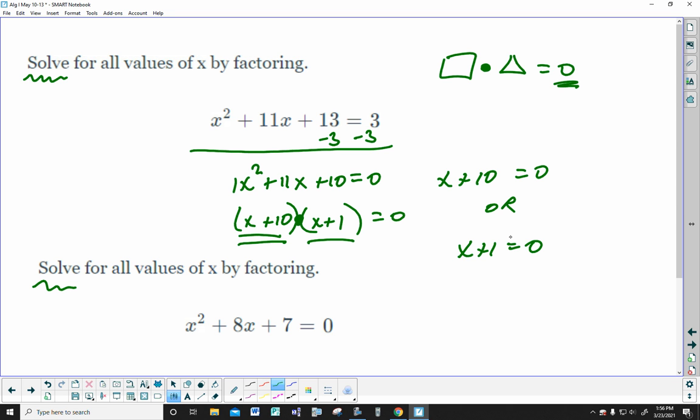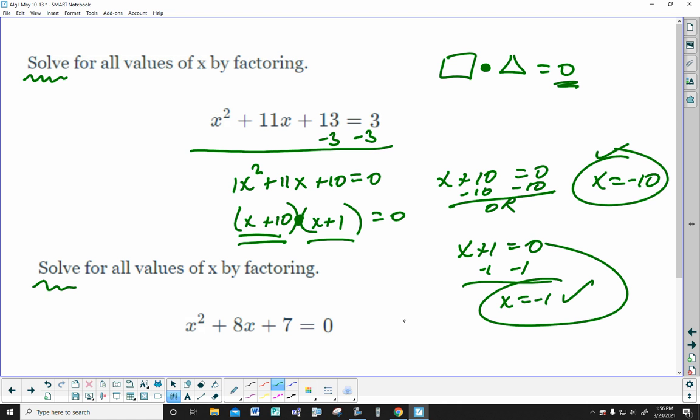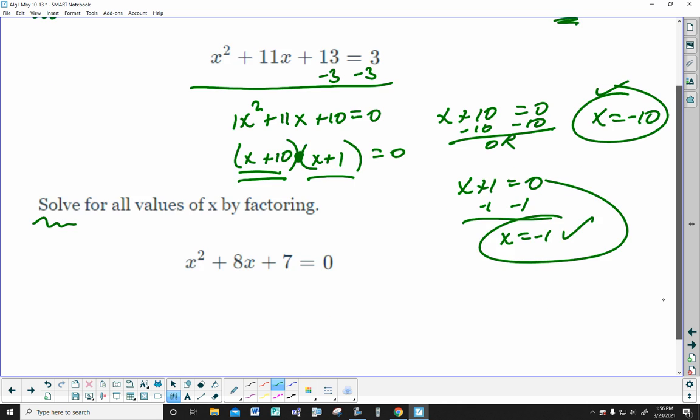Now that's not your final answer. I got to solve for x. You're currently adding 10, so subtract 10. And you get x is equal to negative 10. There's one answer. Subtract the 1, x is equal to negative 1. There's the other answer. There are two answers to this question. Negative 10 and negative 1. Okay?